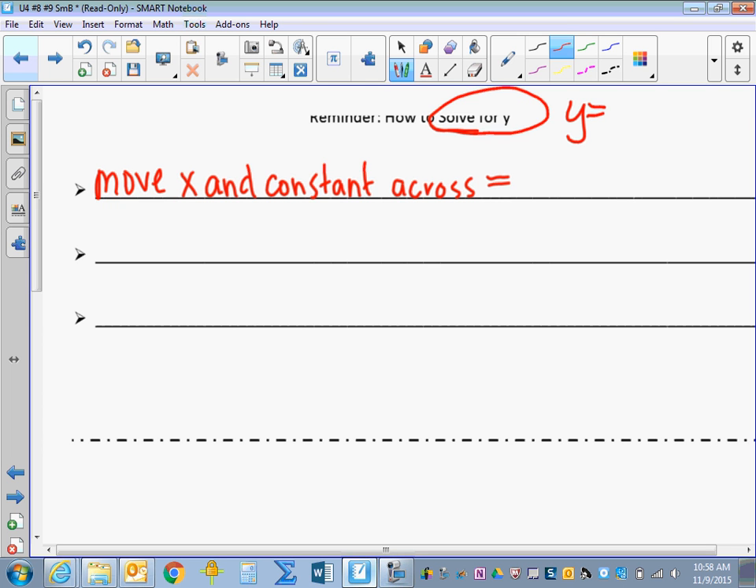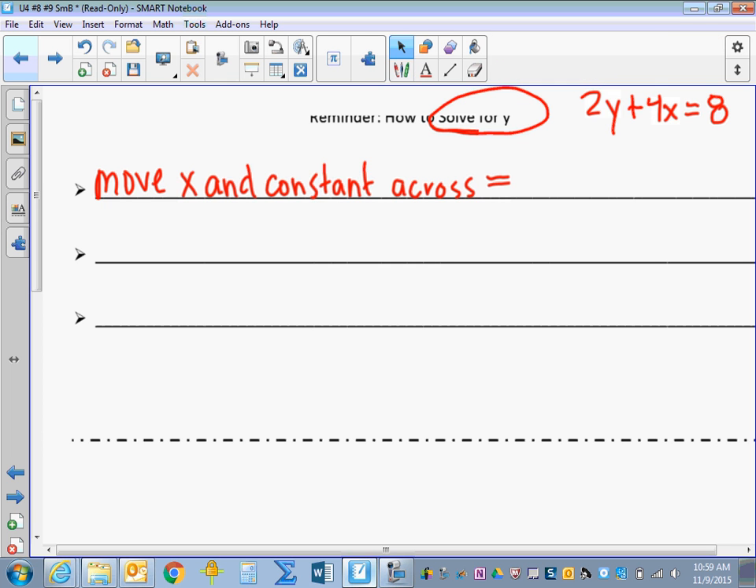So let's say I did 2y plus 4x equals 8 as an example. So I'm making this example up. I want to make sure that my x and my constant are on the other side of the equals. My constant is that number that doesn't have an x with it, so 8 is my constant here. It's already on the other side of my equals.